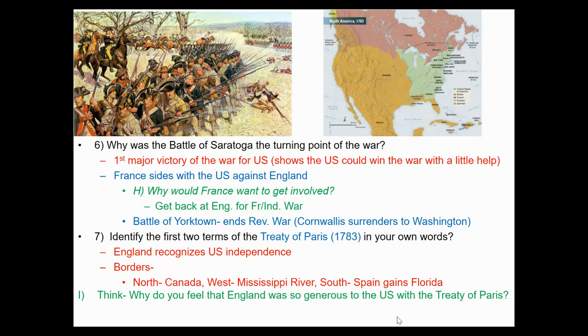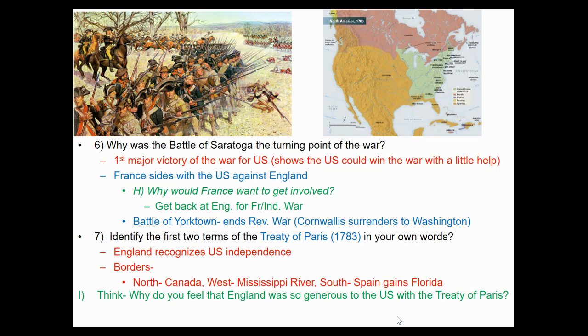So even though, say, Massachusetts or New York or North Carolina, they're up on the coast, here's all this land inland. Why was England so generous with the Americans after they lost the war and said, hey, I know we lost, but here's a whole bunch of land. Hope you guys like it. Why was England being so generous? Think about that.